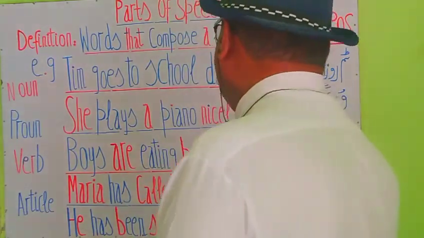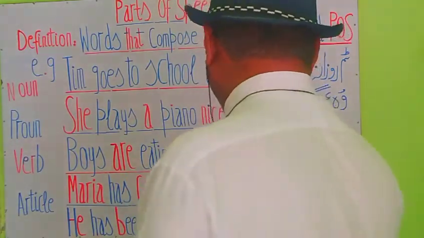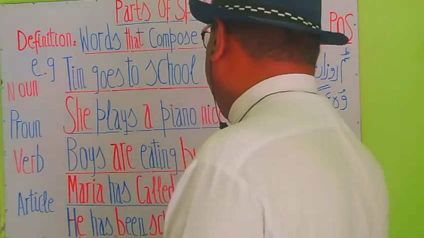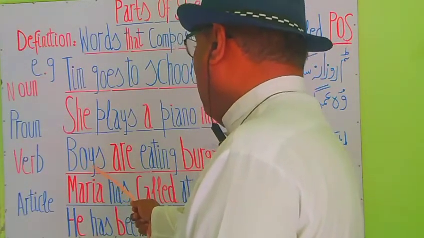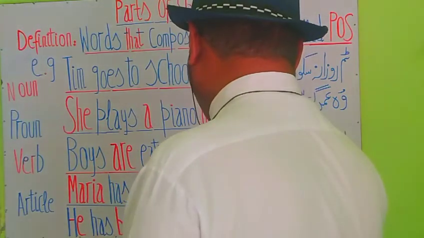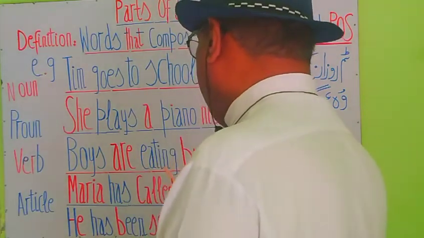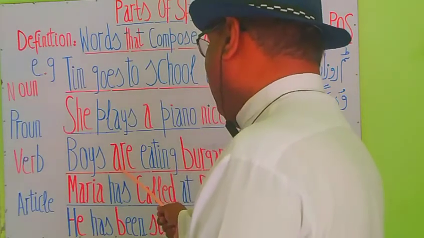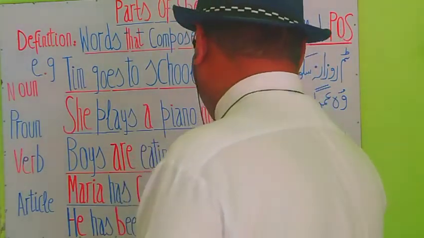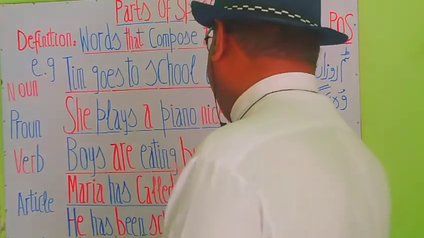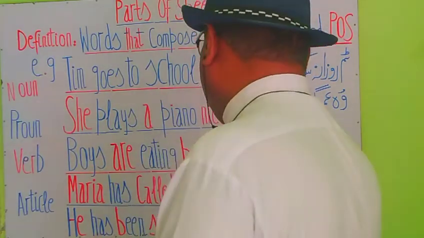Boys are eating burgers. लड़के बर्गर खा रहे हैं. In this phrase, boys here are nouns and burgers are nouns and eating is a principal verb. Are is an helping verb. So boys are eating burgers.